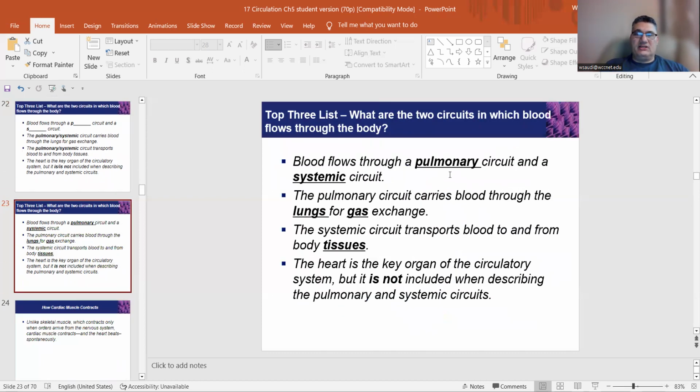So there is a pulmonary circuit between the heart and the lung, and there is a systemic circuit between the heart and the systems, or the different parts of the body.